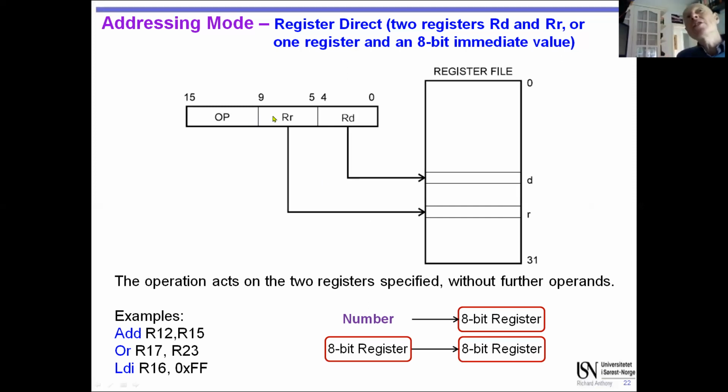So if I add these two registers together, this could be an add instruction like this one. These could be 2 registers, and this is register direct programming with 2 registers, right? In this case, if I add these two together, the result will go in this one, because it's the second one.